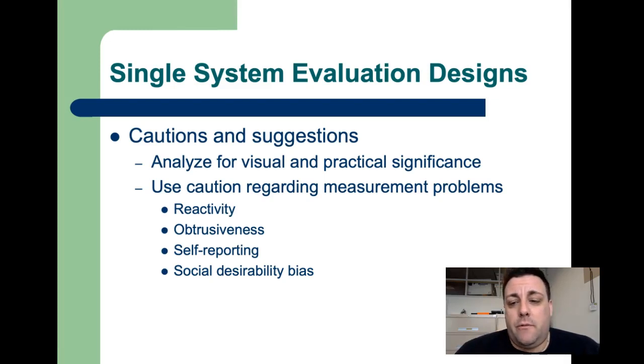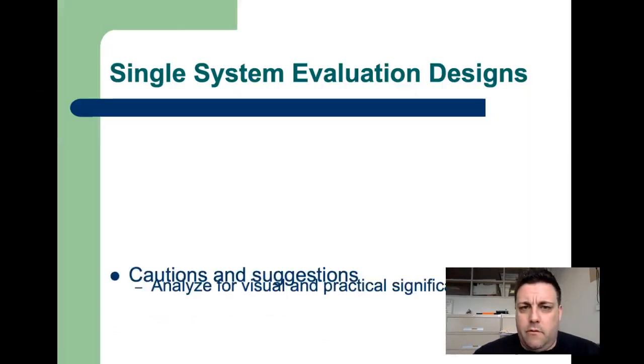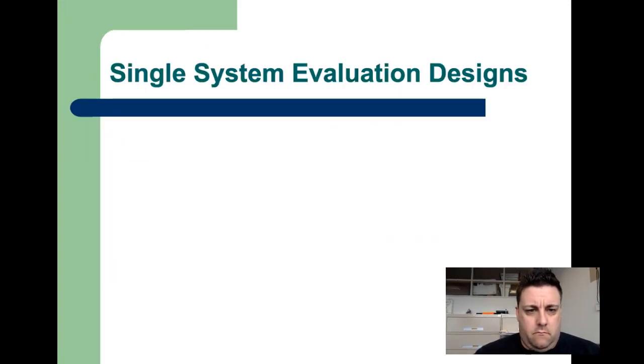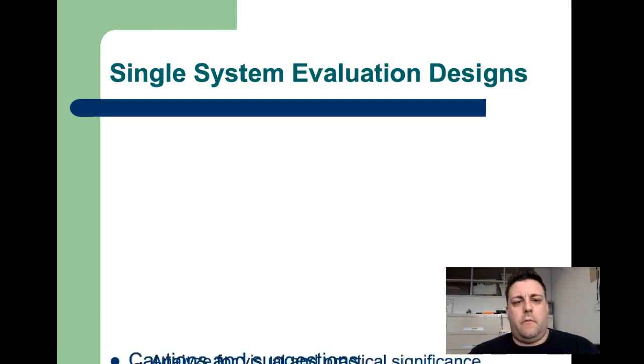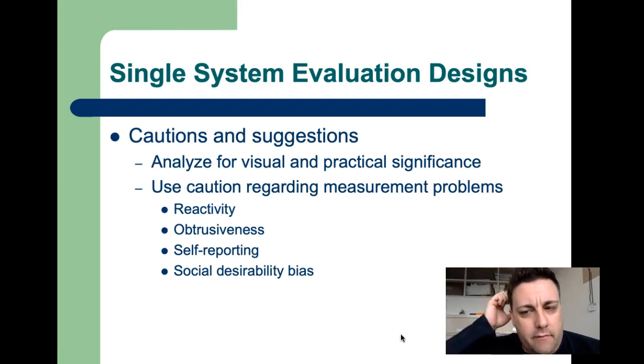And then, of course, a significant issue with single system designs is this idea of self-report and social desirability bias. So, I mean, the big issue with self-report and social desirability bias is that people aren't accurately responding to the measure, so we don't have an accurate understanding of the level of the problem or dependent variable.